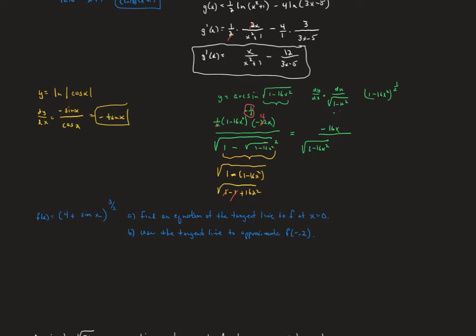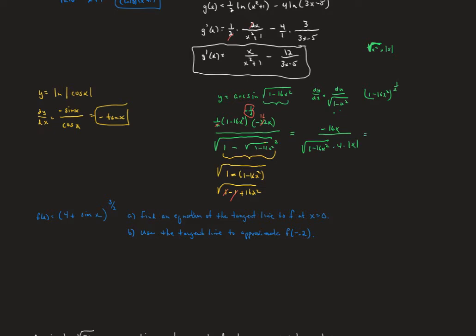Now be careful. The square root of 16 is indeed 4. The square root of x squared is not x. The square root of x squared is actually the absolute value of x, because this has to be non-negative. So that is going to be an absolute value of x there.